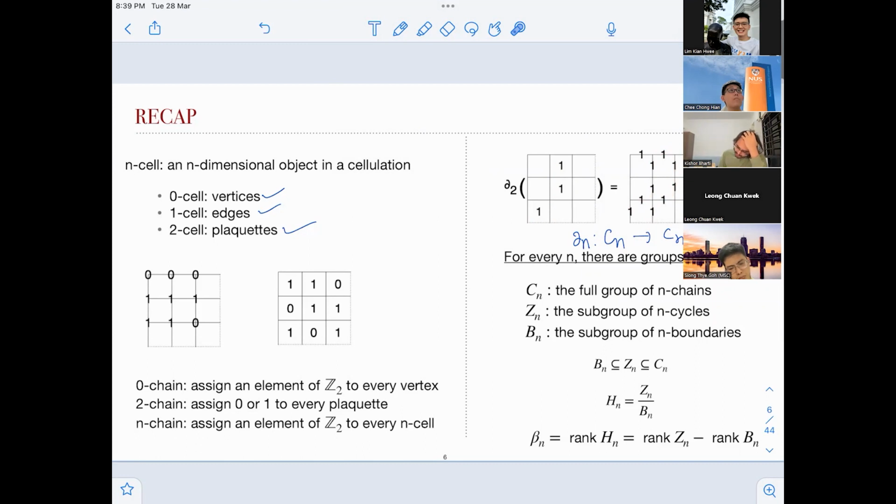Then, using this operator delta n, you can define Cn, the full group of n-chains, Zn, the subgroup of n-cycles, and Bn, the subgroup of n-boundaries. Basically, Cn is the domain of delta n, the boundaries Bn are the image of delta n, and Zn is the kernel of delta n. So all those chains which are not boundaries of all the cycles.